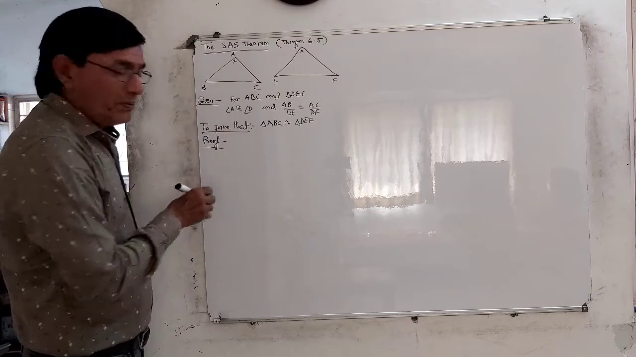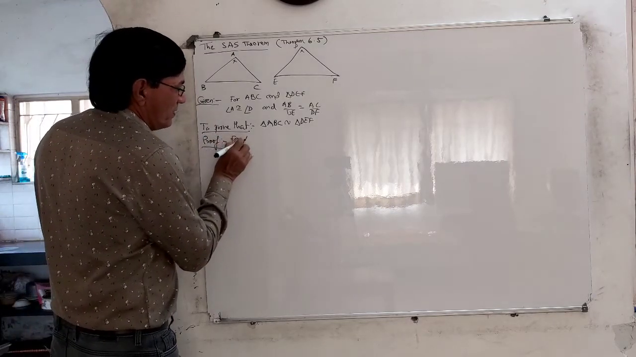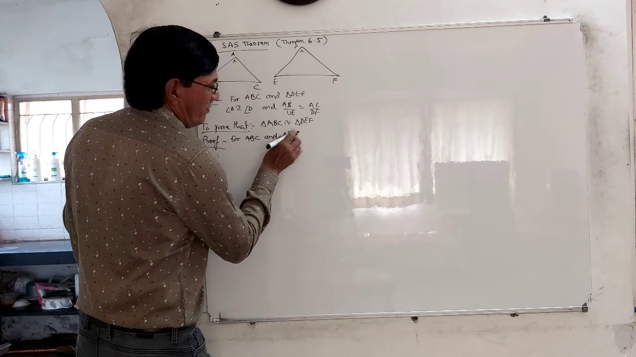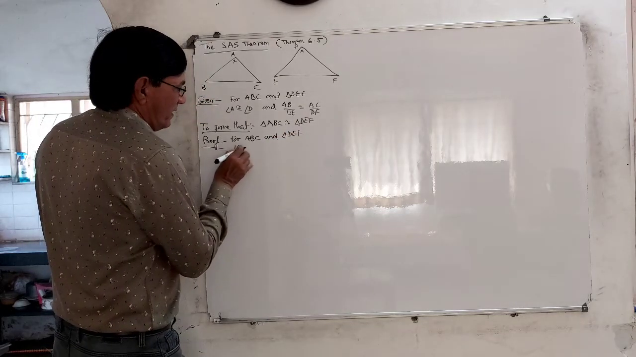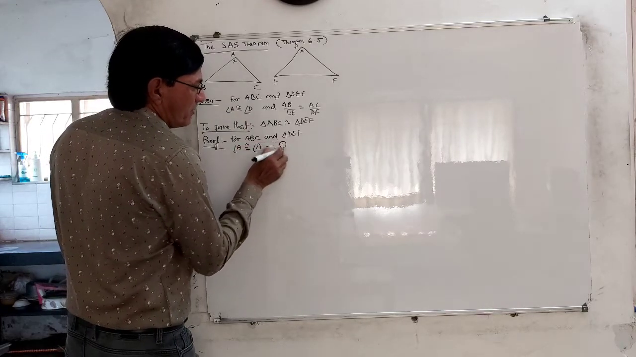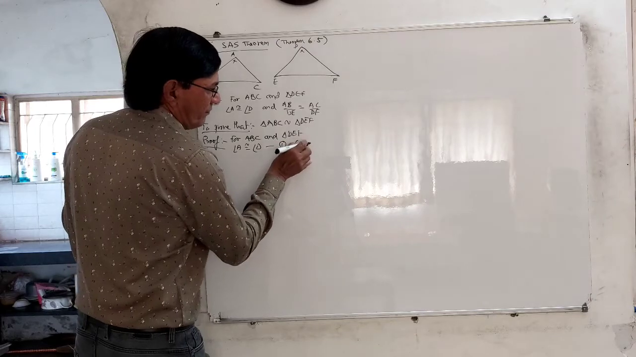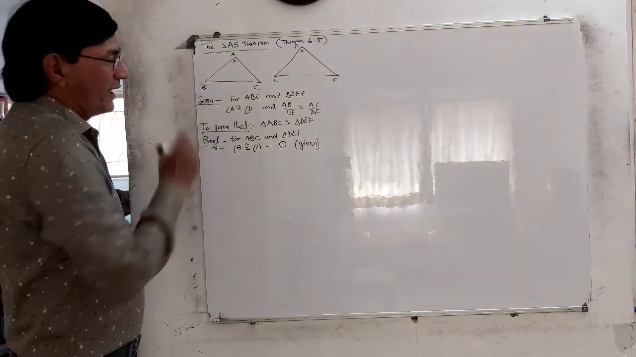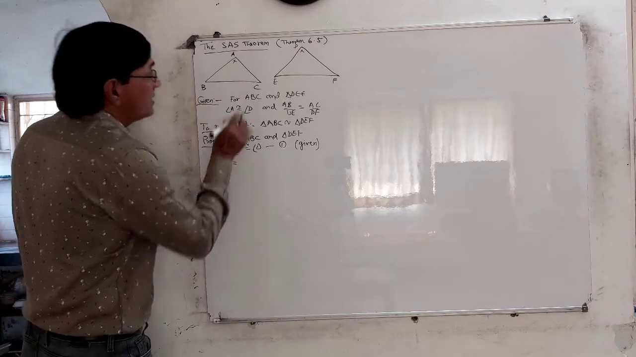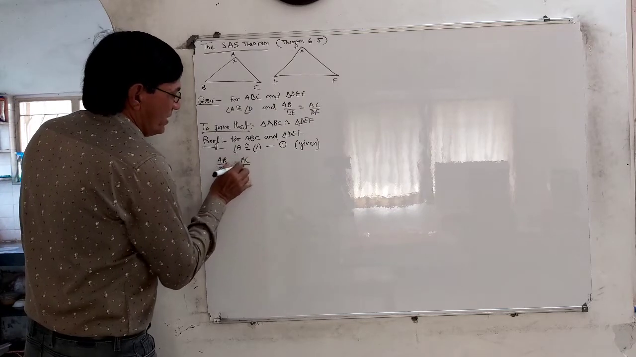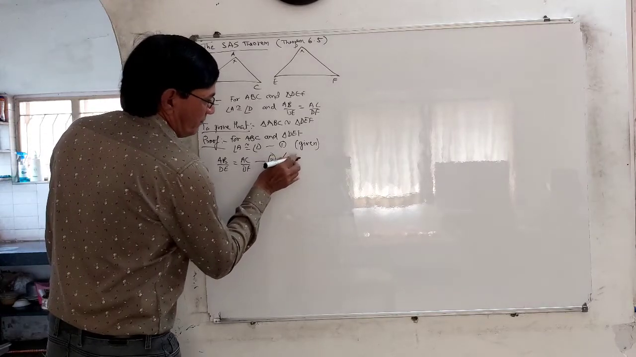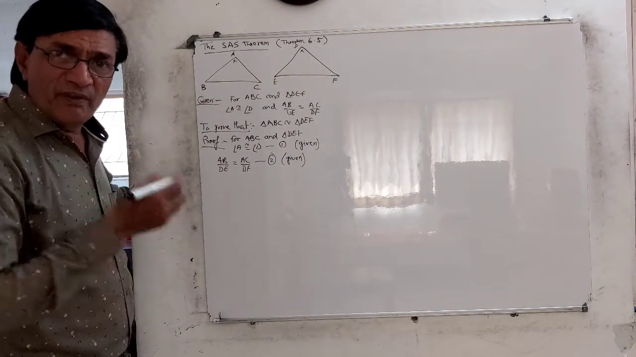First of all, start with what is given. For triangle ABC and triangle DEF, angle A is congruent to angle D. We are given this. Let this be result number 1. At the same time, we are also given AB upon DE is equal to AC upon DF. Let this be result number 2. So results 1 and 2 are already given.